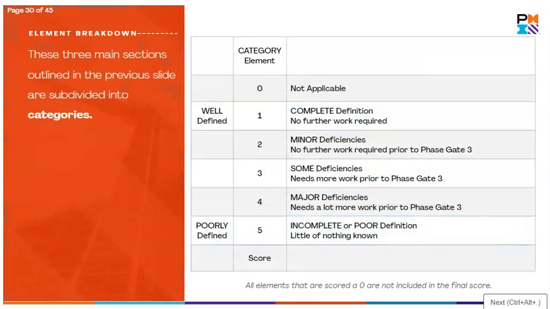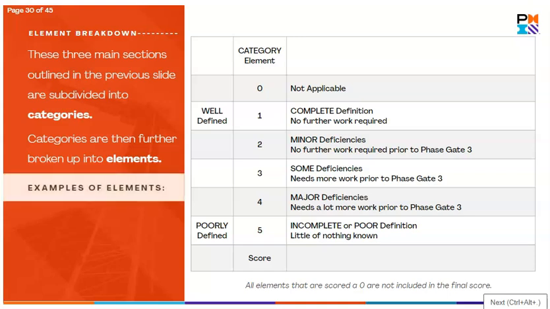These three main sections are subdivided into categories. Categories are then further broken up into elements. Each element is graded on a 0 to 5 scale, with 0 denoting an element that is not applicable to the project. A score of 1 implies a complete definition, and a score of 5 denotes an incomplete or poor definition, as indicated by the accompanying legend.